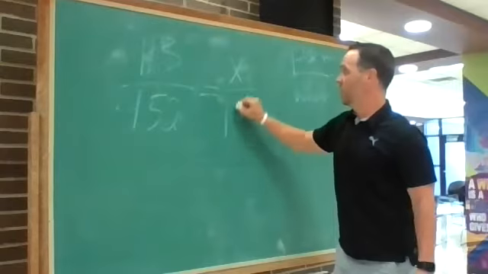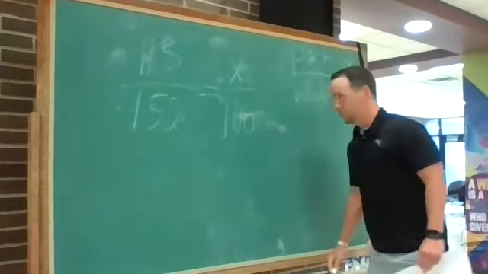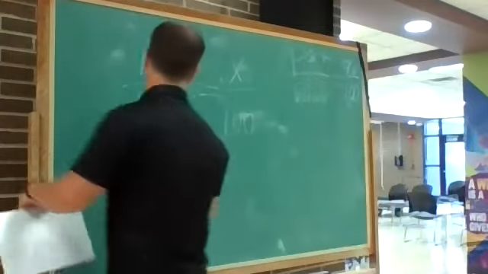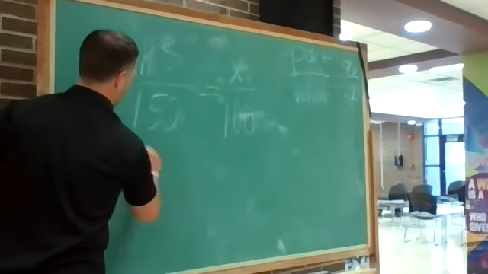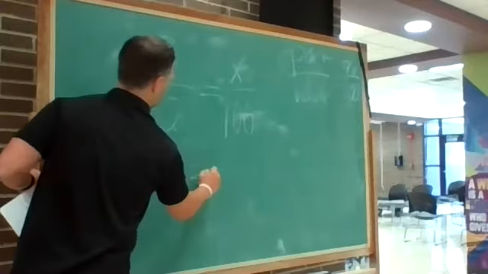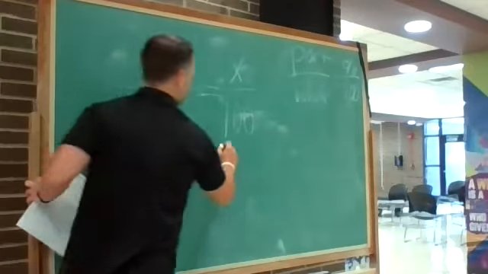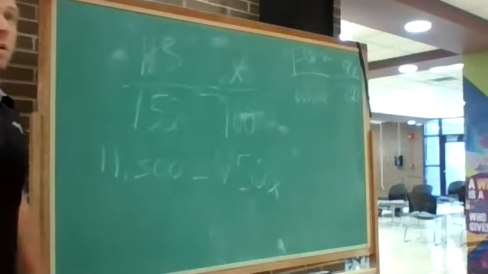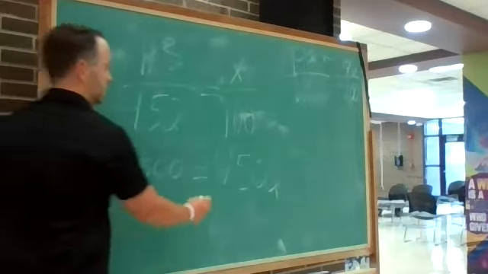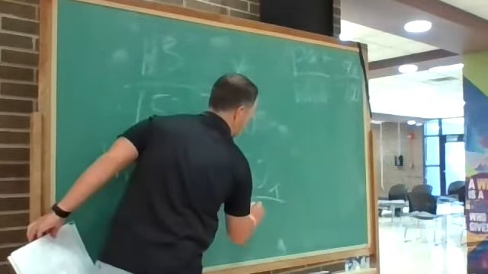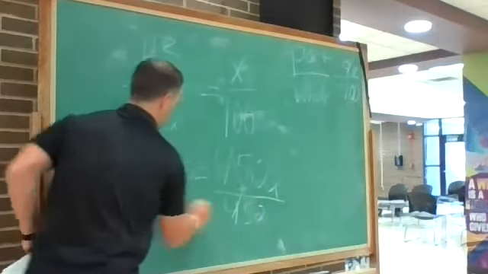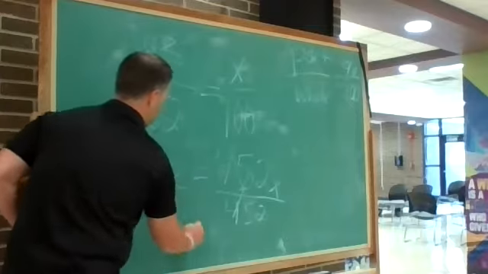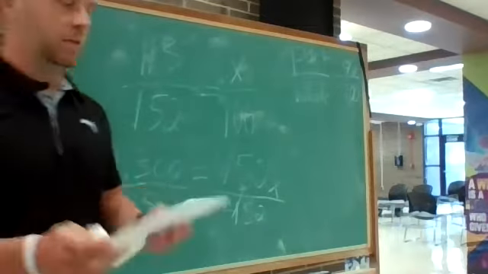Should be x, and then 100 is always here. Then we cross multiply. 113 times 100 would be 11,300 equals 452 times x, which is 452x. And then to solve for x, we divide by 452, cancel, divide by 452. We should get 25.